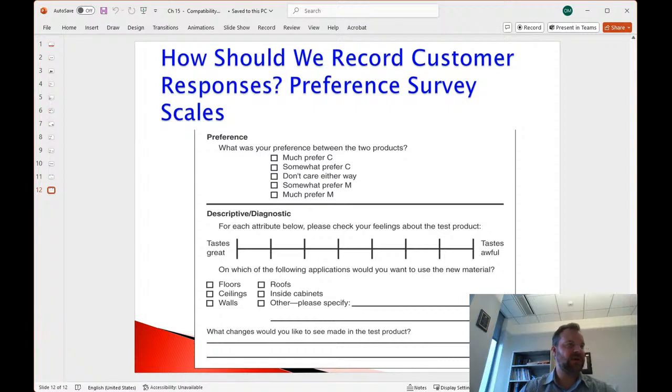And some other ones that are sort of interesting, sort of multiple choice type ones. The descriptive diagnostic one is kind of interesting. This would be where you essentially ask customers, on a scale of 0 to 100, how do you feel about this product? So it gives them a lot of variation in their answers, but the extra variation may or may not be helpful. All right, so those are the key things I really wanted to cover in chapter 15.